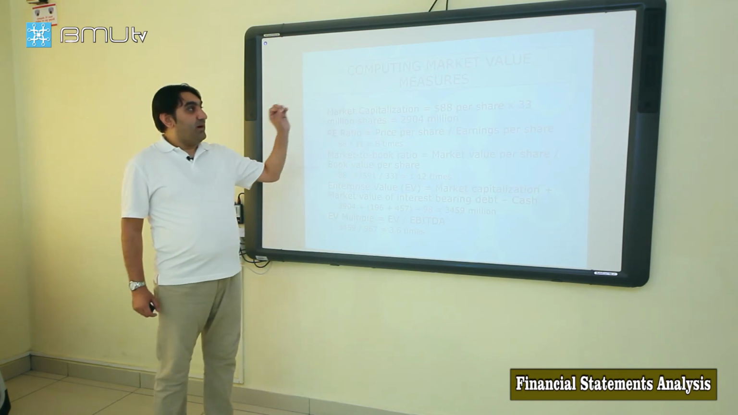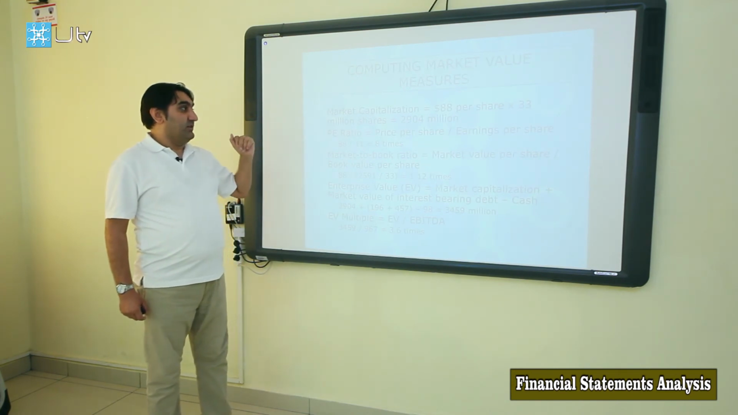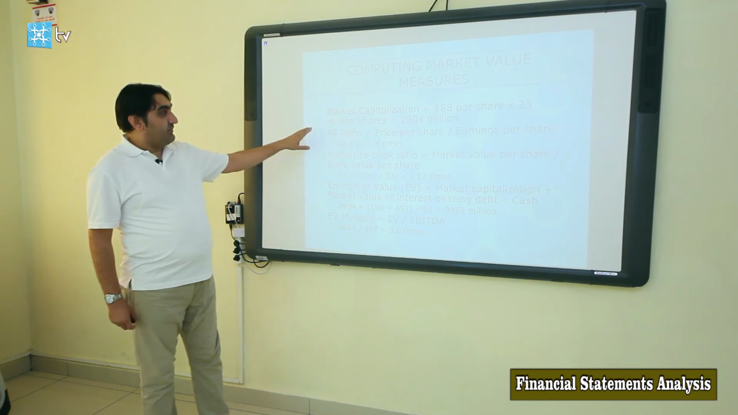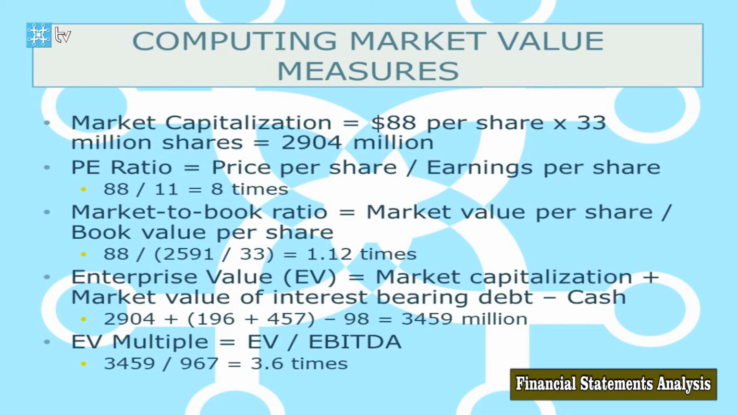Next group of ratios is market value measures. This is the last group. The first one is market capitalization. Market capitalization shows how big equity is in terms of market value. It's calculated as stock price times number of outstanding shares. Here it is $88 per share times 33 million shares outstanding, and it's about $2.9 billion.